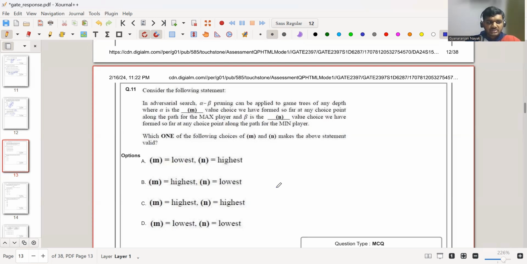Alpha beta pruning in adversarial search is a technique used to reduce the number of nodes that need to be evaluated in the min-max algorithm. It works by eliminating branches that cannot possibly influence the final decision. The values alpha and beta represent the best value found for the maximum and minimum player respectively. So here the answer is B. That is for alpha that is M, that is highest, and for beta that is N, that is lowest. So option B is correct. We proceed for next.